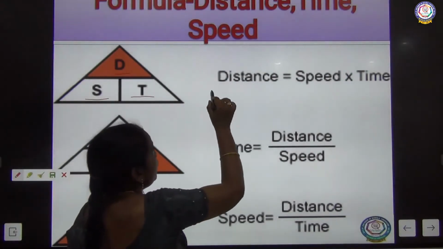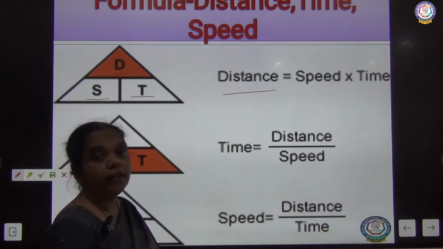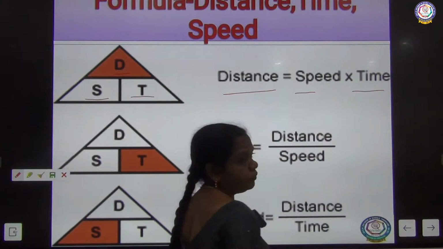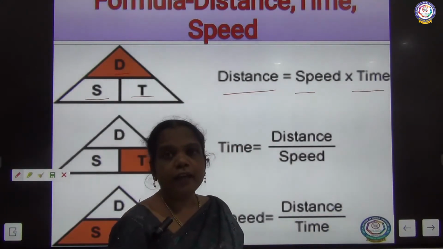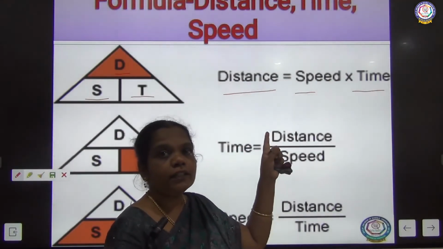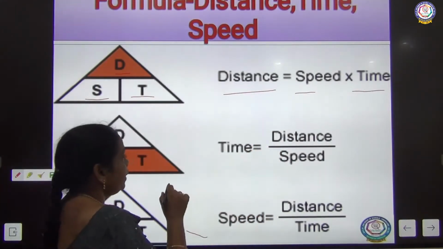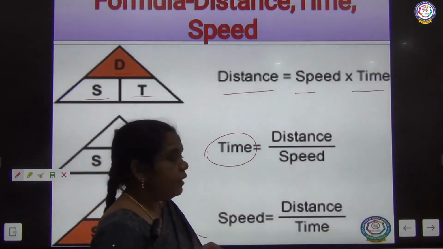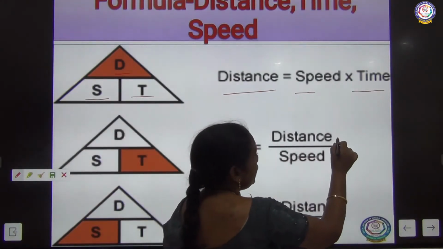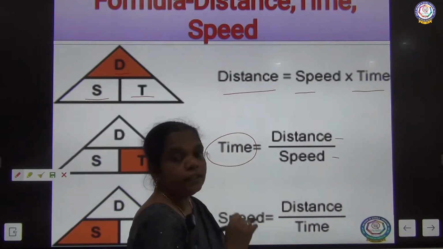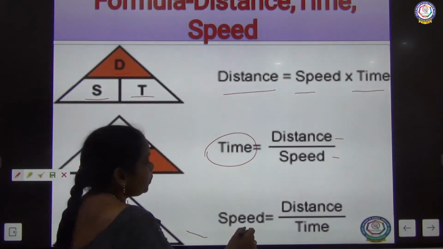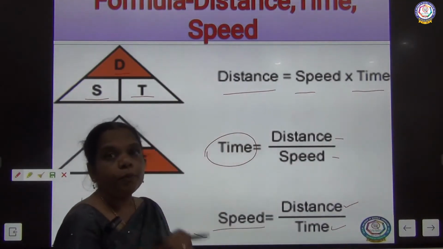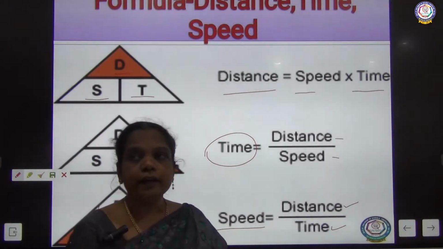Now, by knowing the speed and the time of the vehicle, we can calculate the distance travelled by the vehicle. Then the time taken by the vehicle can be calculated by knowing distance and speed. And next, the speed can be calculated by knowing the distance and the time. So this is the basic formula, and you have to learn that basic formula.